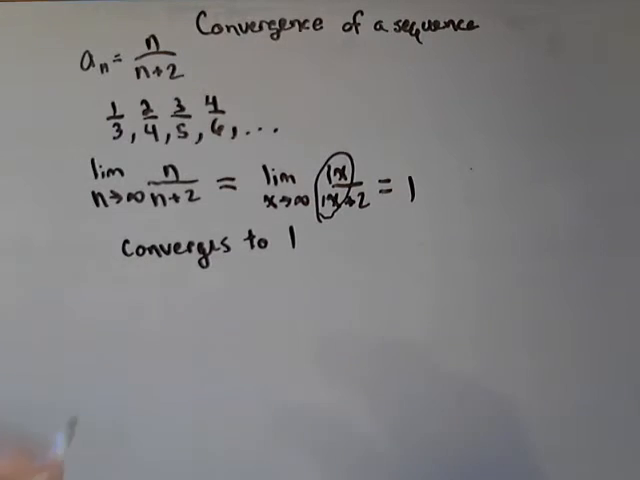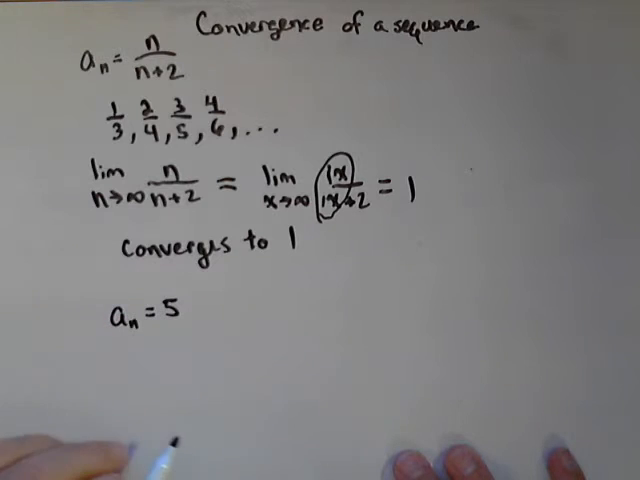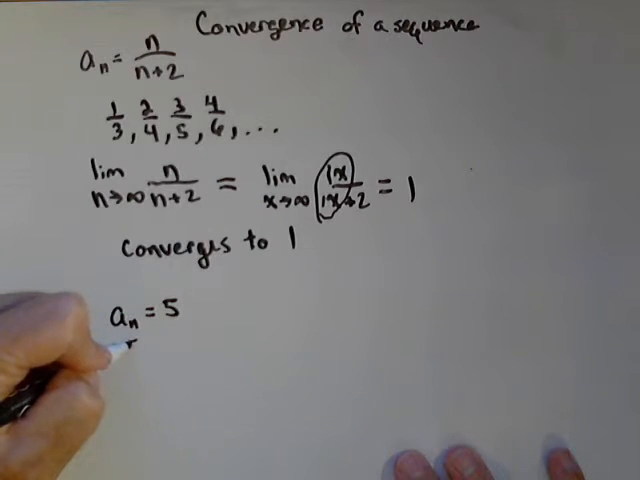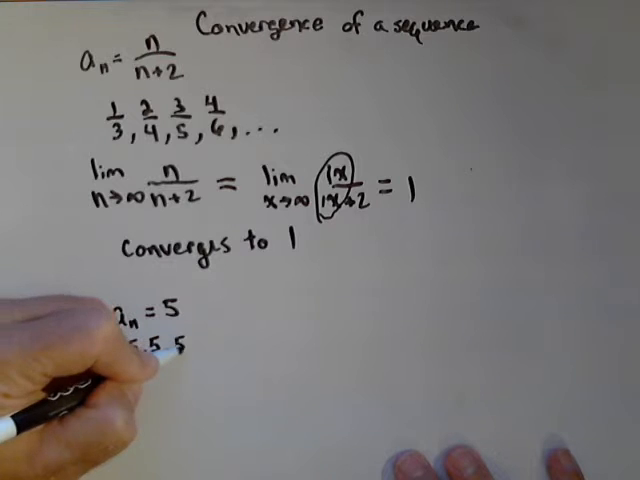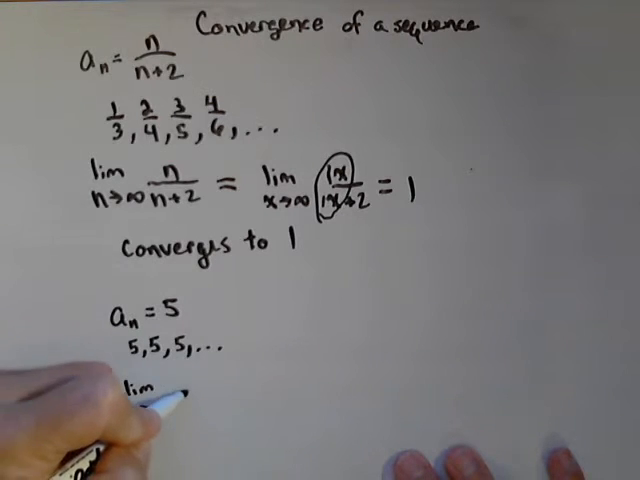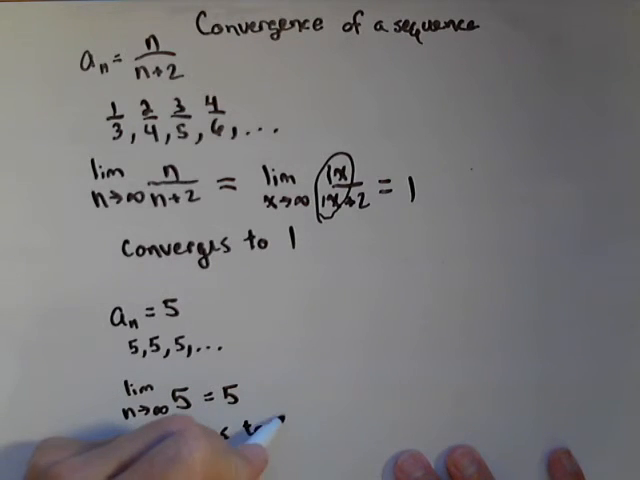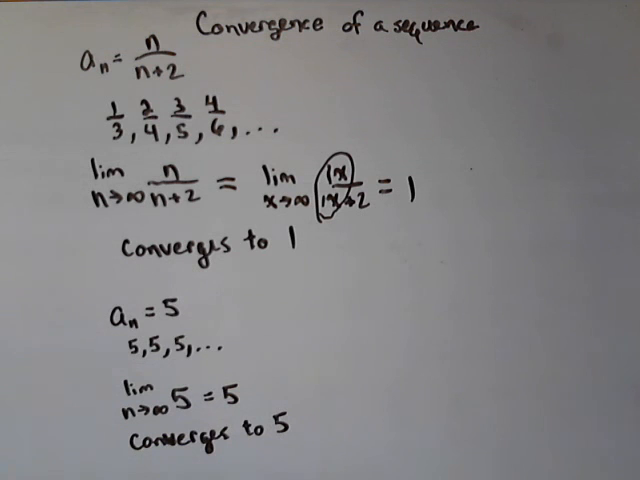Let's look at one more example, and that is if we had something that was a sub n equals 5. So this sequence is just going to be 5 repeatedly. So if we wanted to find the limit as n goes to infinity of the number 5, well, it's just 5. And so this one converges to 5. So when it's a constant, it's going to converge, and it's going to converge to whatever that number is. So that's how we can determine the convergence of a sequence.